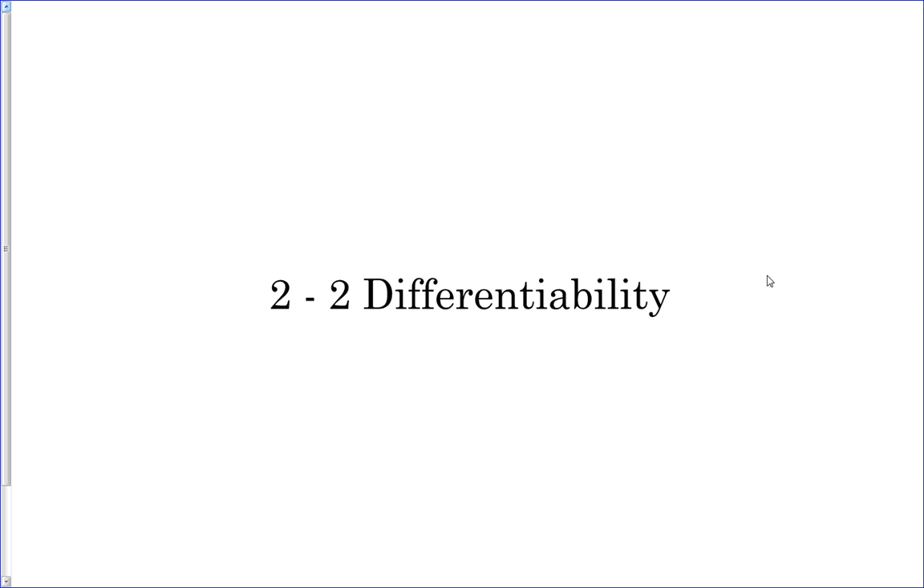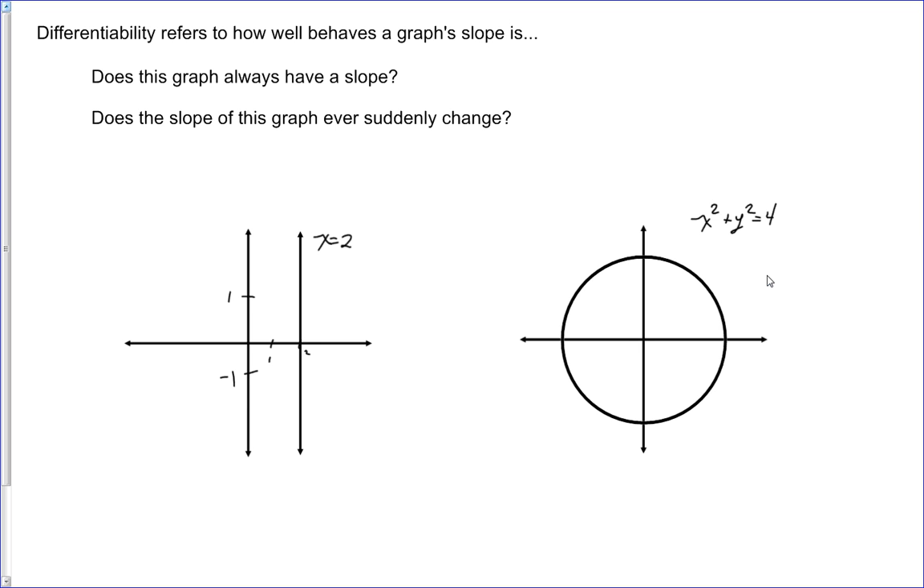2-2, differentiability. Alright, so differentiability refers to how well behaved a graph's slope is. When you have a graph, you need to look at the slope and ask yourself, does this graph have a slope? And does the slope of this graph ever suddenly change?